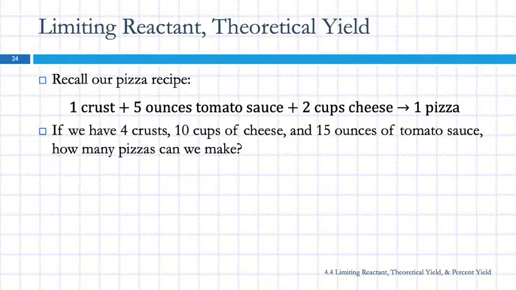We were talking about stoichiometry at our last meeting, and we used this basic pizza and learned how to predict how many pizzas we could make from how much sauce or how much cheese, right? And then we applied that to chemical equations. So we're going to go a little bit further with that. And let's answer this question. If we have 4 crusts, 10 cups of cheese, and 15 ounces of tomato sauce, how many pizzas can we make?